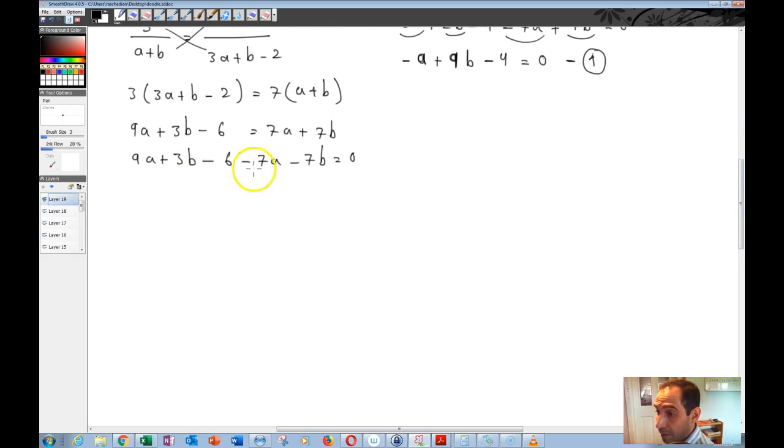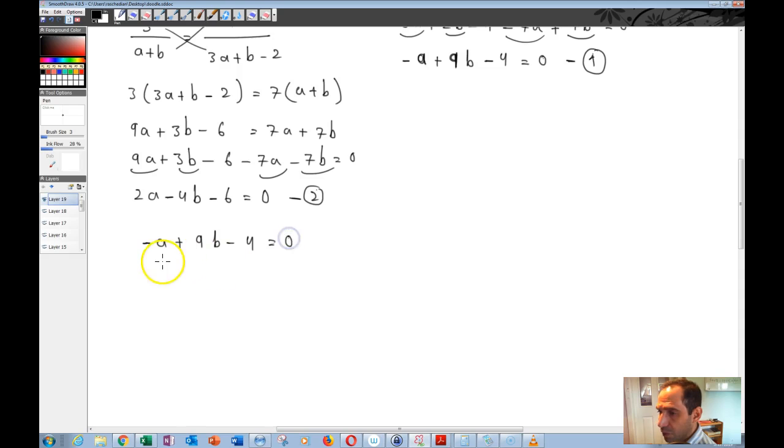And 9A minus 7A is equal to 2A. And 3B minus 7B is equal to negative 4B. And you have a negative 6 over here is equal to 0. I call it equation number 2. So basically you have negative A plus 9B minus 4 is equal to 0, and 2A minus 4B minus 6 is equal to 0. I have a pair of linear equations, 1 and 2.